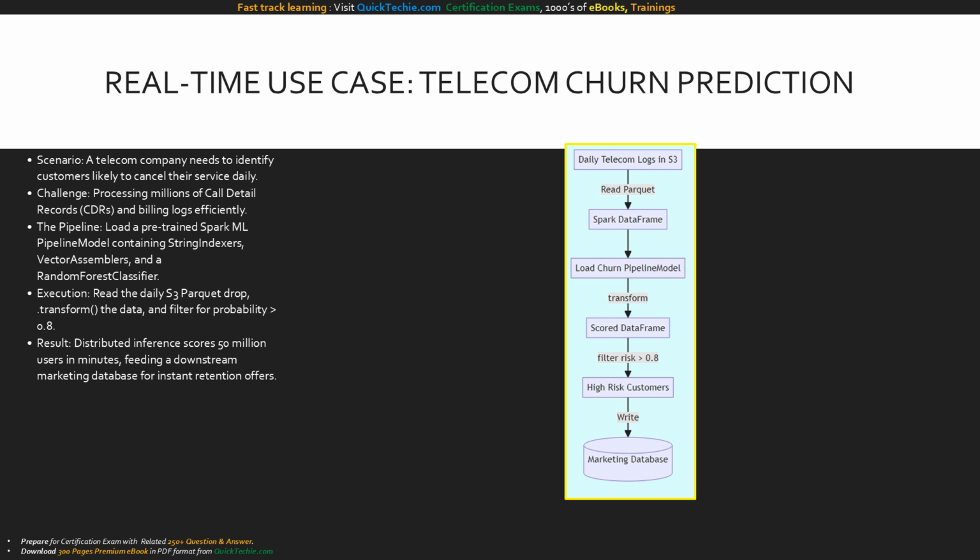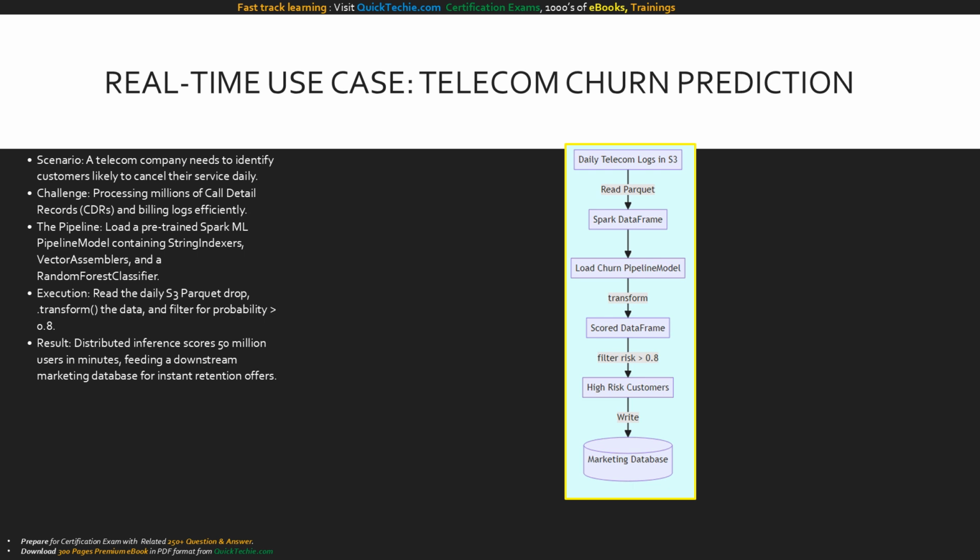This architectural flow shows the end-to-end churn prediction pipeline. We start at the top with daily telecom logs sitting in S3. Spark reads these rapidly as a Parquet data frame. We introduce the preloaded churn pipeline model, which transforms the data into a scored data frame. We apply a filter to isolate high-risk customers and write that highly valuable subset directly into the marketing database for immediate business action.